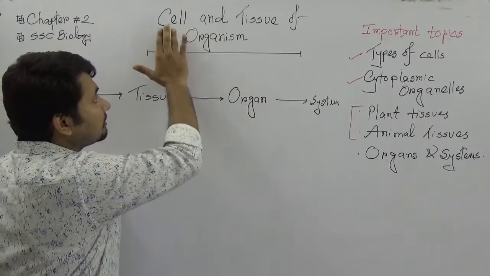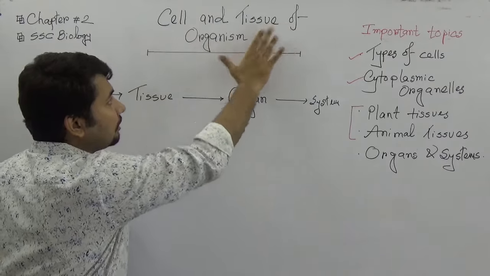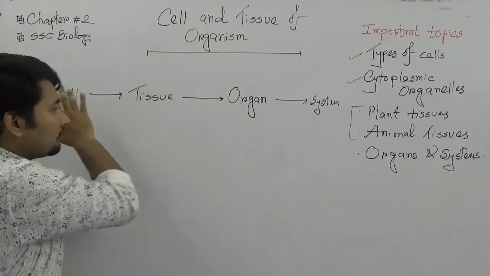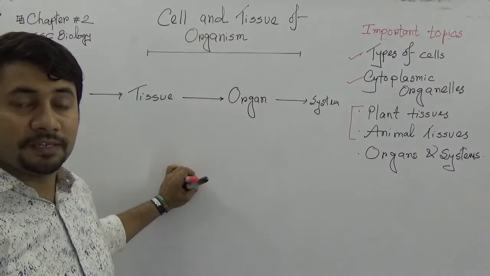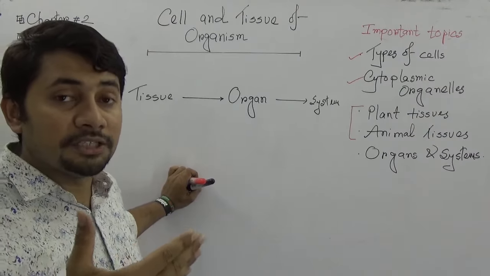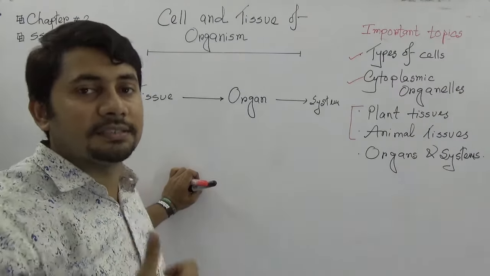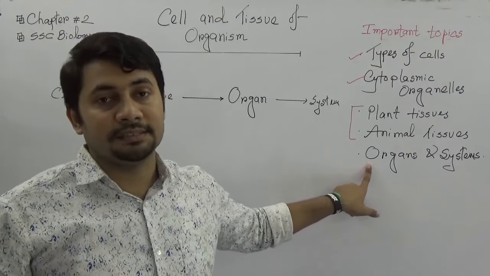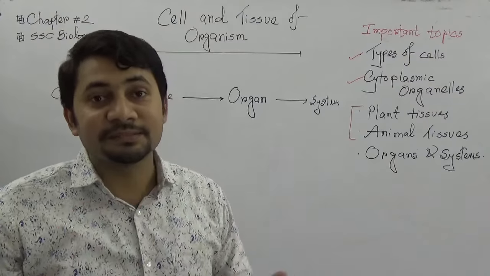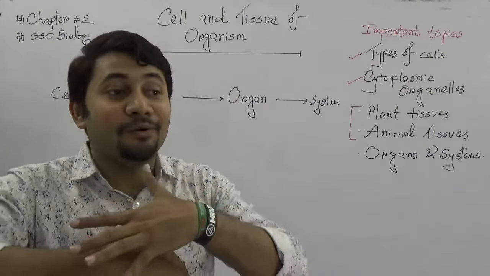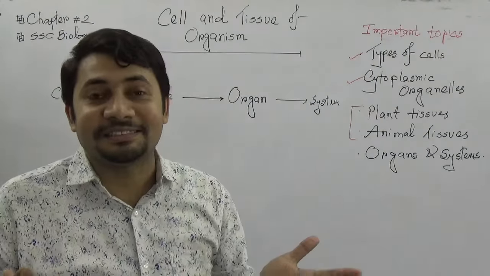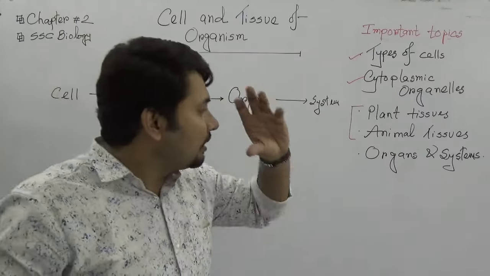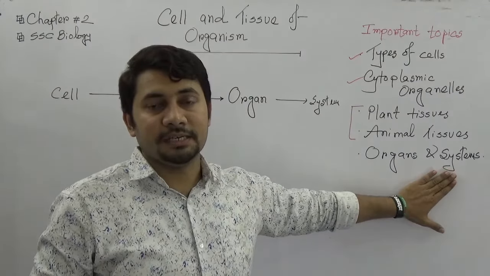As we will study here cell and tissues of organisms, we need to follow the flowchart. At first we need to know about cells, then tissue, then organ, and then system. Last of all, there will be other classes on organs and systems, because it is quite impossible to upload a whole class about whole body systems. It's impossible because there are loads of information inside.